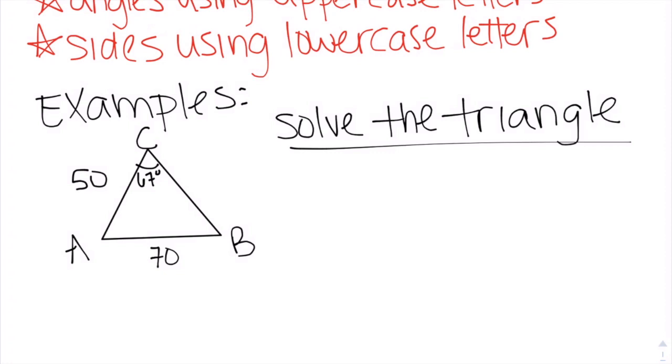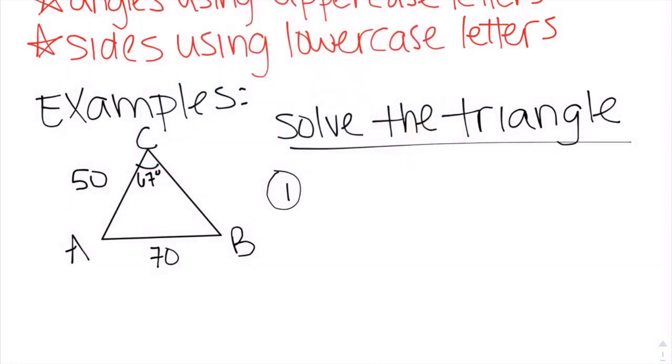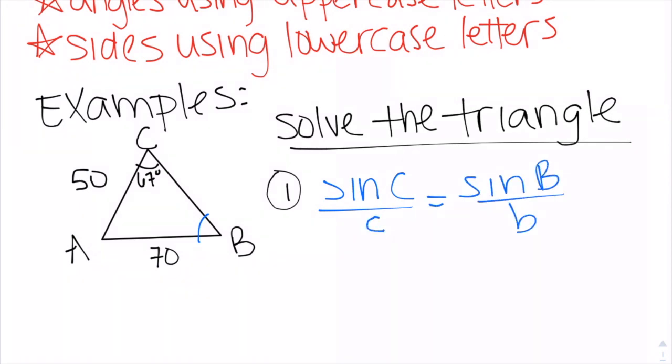So step 1, we're going to do law of sines, and we're going to do law of sines using angle C, and we're going to solve for angle B here. So we're going to use sine of angle C over side C equals sine of angle B over side B, because we have angle C and side C, because if you see we have the pair right there, and then we have side B here, and so we want to solve for angle B.